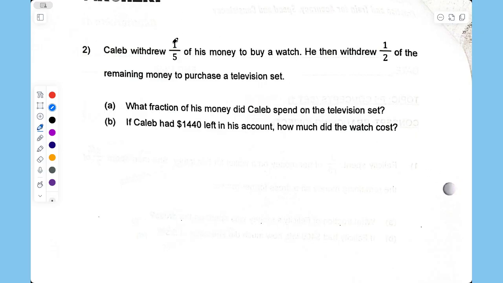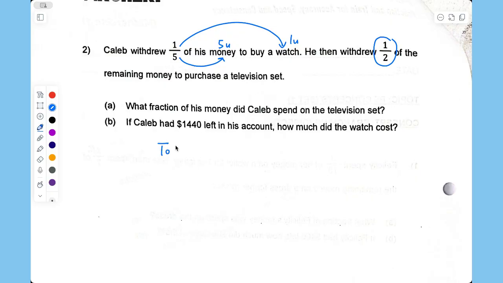Question 2. Caleb withdrew 1/5 of his money to buy a watch. That means the total amount of money he has is 5 units. And 1 unit out of the 5 units is spent on a watch. He then withdrew 1/2, which is half of the remaining money, to purchase a television set.